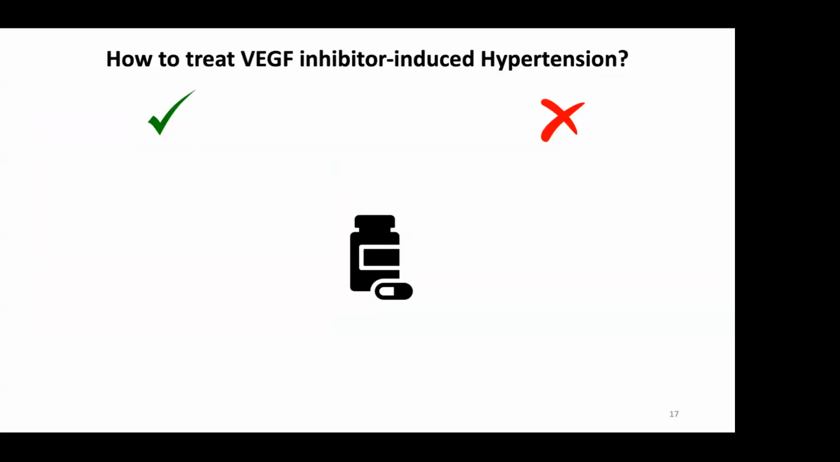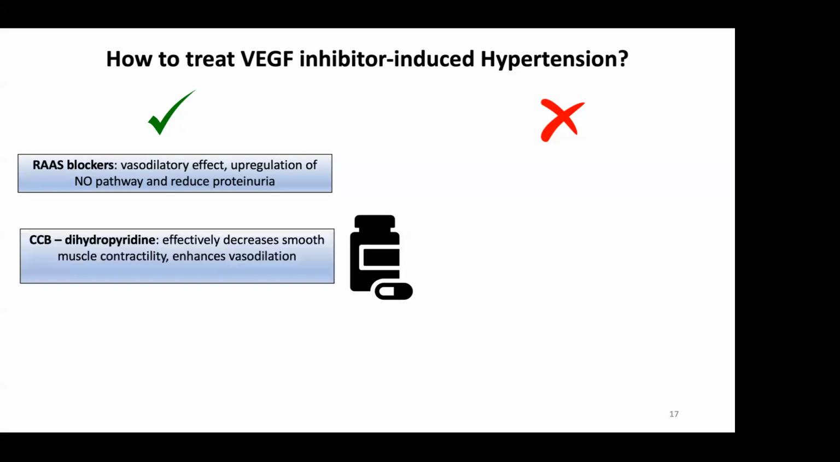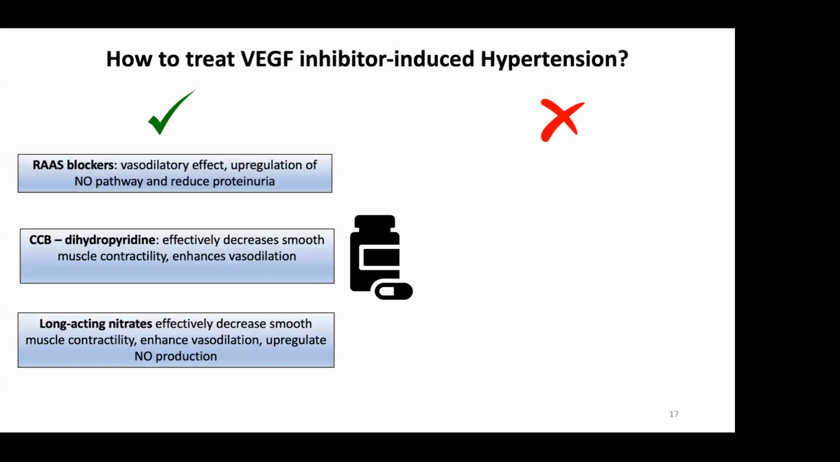How do we treat vascular endothelial growth factor inhibitor induced hypertension? RAS blockade. Again, there is no randomized controlled trial which has really looked at this aspect. This is based on opinion, and RAS blockers have been shown to have a vasodilatory effect. They upregulate the nitric oxide pathway, and also reduce the protein. Again, all this data has been extrapolated from diabetic kidney disease. Dihydropyridine calcium channel blockers can also be used because they decrease smooth muscle contractility and enhance vasodilatation. Long-acting nitrates, similarly for the same reason.